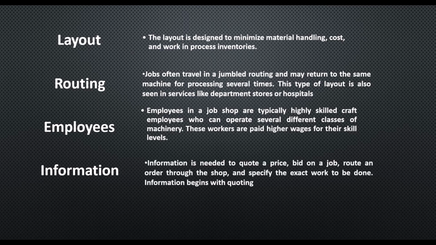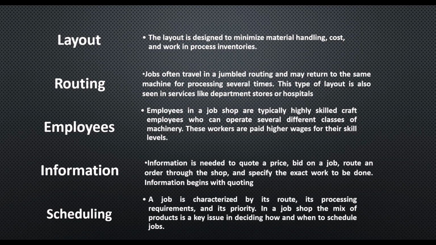And the last characteristic is scheduling. See, a job is characterized by its route, its processing requirements, and its priority. In a job shop, the mix of new products is a key issue in deciding how and when to schedule the job. So these are the five characteristics of job shop production system. So in this video, I completed the overview of a job shop production system.